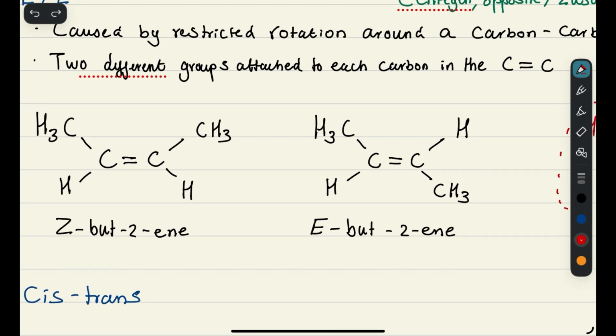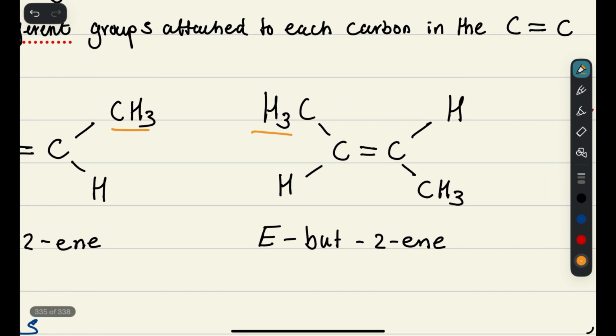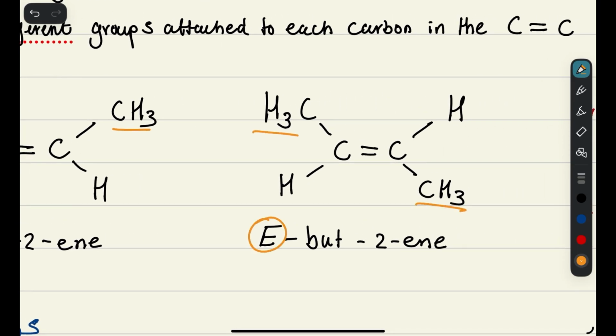And we'll talk about priority in a second. So identify which group is high priority. Are they on the same side or on the opposite side? If they're on the same side, we're working with a Z isomer. You can see here, if they're on opposite sides, E isomer. So you identify the high priority group and then you ask, are they on the same side? Are they on opposite sides? That gives you your answer.